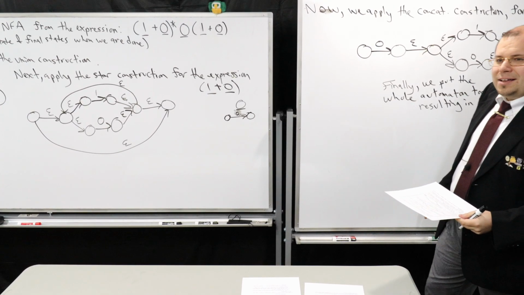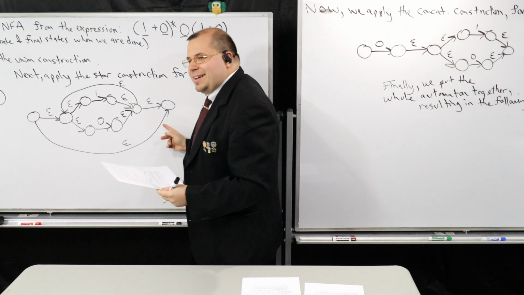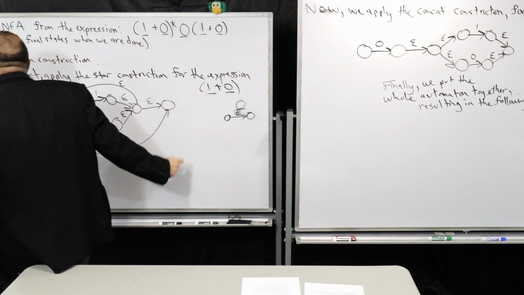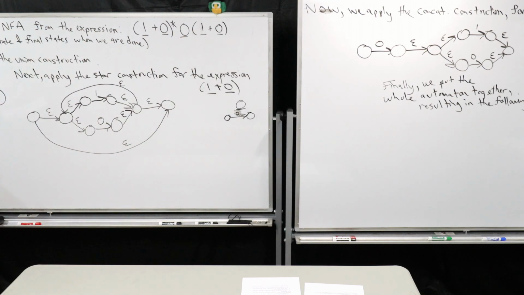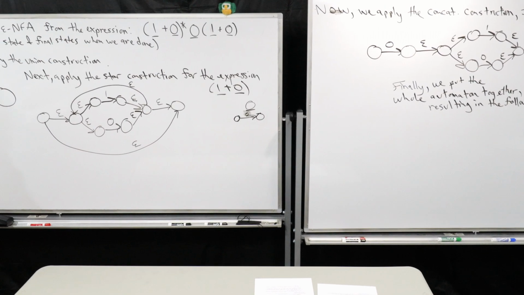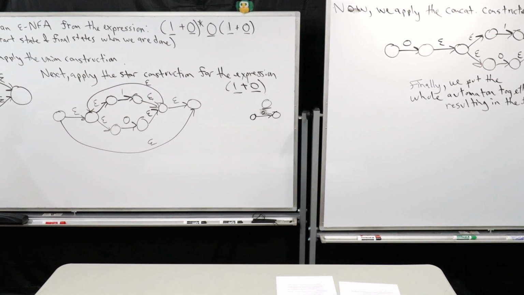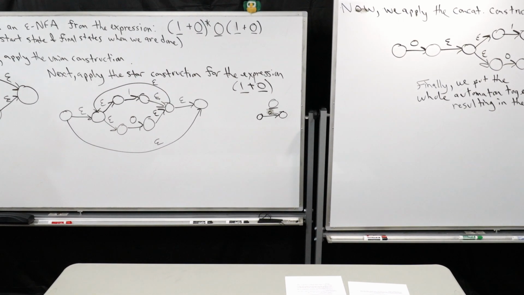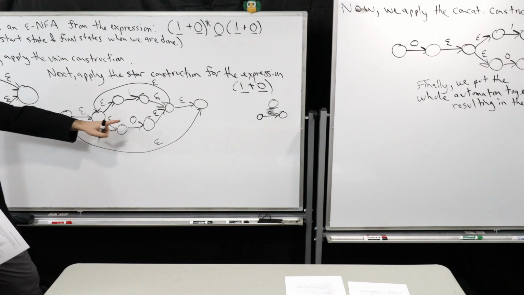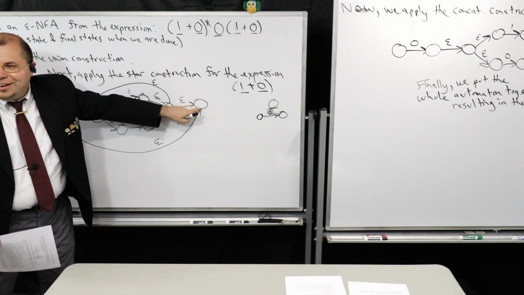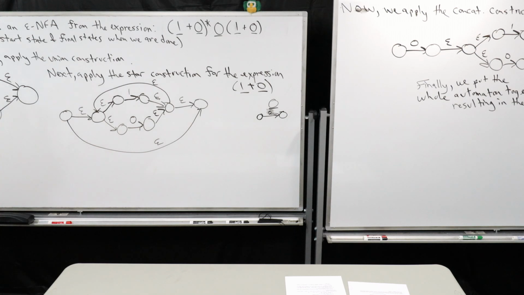So let's see. Can you guys see the final state of 1, 0 star by any odd chance? If not, I can move it a little bit more. Okay. There we go. I think we can see the final state. Can we see the final state? This guy right here where my finger is? Yep. Okay, good. So now that's 1, 0 star.